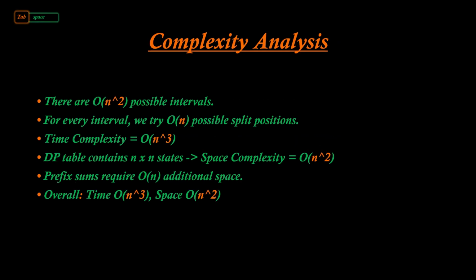Let's analyze the complexity. There are O(n^2) possible intervals because we have two endpoints L and R. For every interval, we try up to O(n) possible split positions. Therefore, the total time complexity is O(n^3). Now consider the space. We maintain an n by n DP table giving O(n^2) space. The prefix array requires an additional O(n) space, but the dominant space usage is the DP table. So the final complexity is time O(n^3) and space O(n^2).